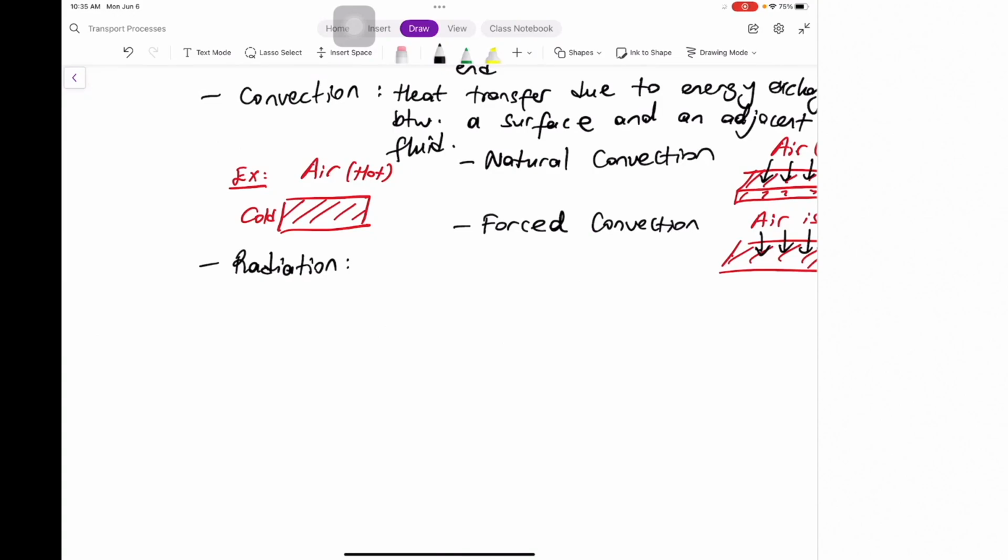Now the radiation. Okay, so we're going to talk about radiation. The heat can also transfer due to emission or absorption of photons. So let's write it down. Heat is transferred due to emission.